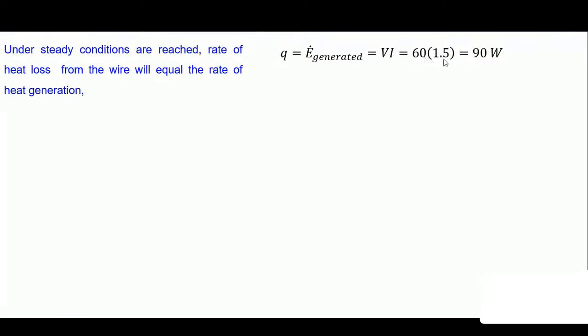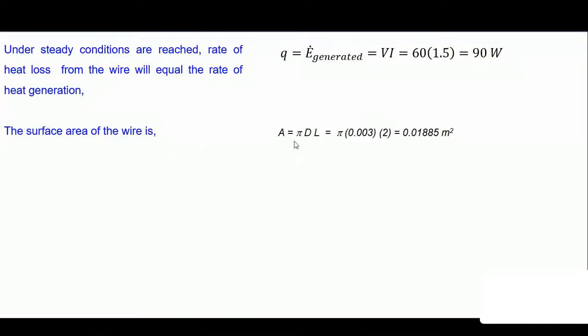So voltage into current is the amount of heat generated, and that is 90 watt. So the rate of heat transfer in this case is 90 watt. Now what is the mode of heat transfer? It is convection. So if you apply convection, before that we'll calculate the surface area.